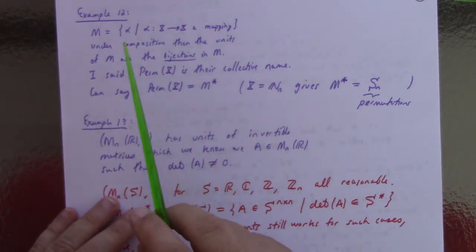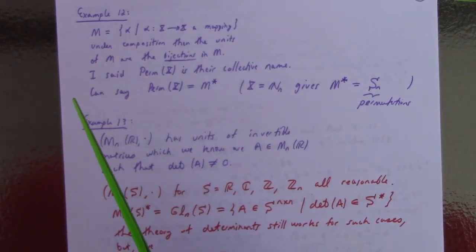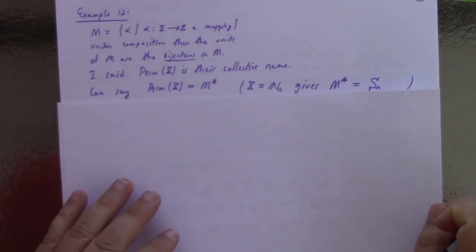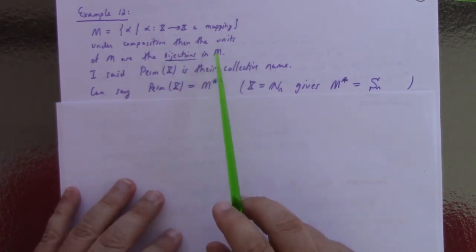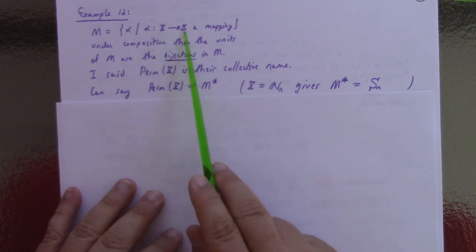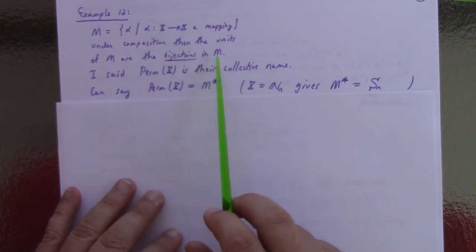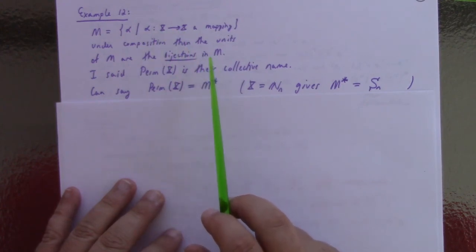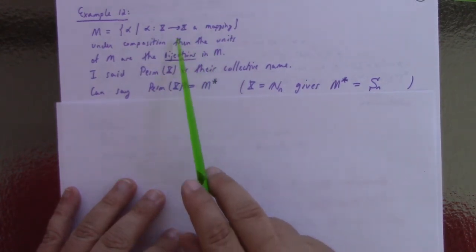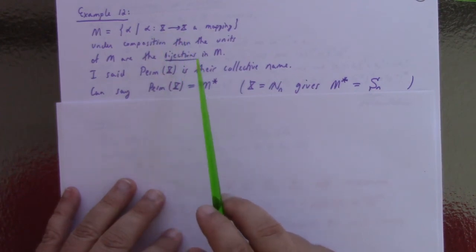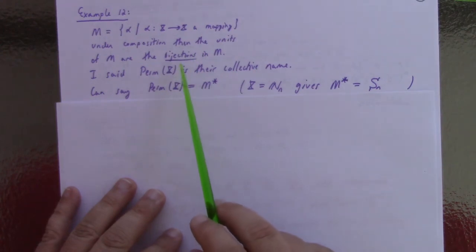Example 12: if we look at the set of maps under composition, then the units in this monoid are the bijections. Bijections are mappings which have inverses. That was Theorem 6 in Chapter 0. It's got an inverse if and only if it's onto and one-to-one. We're talking about a map on a set, so the bijections are exactly the ones that are units with respect to function composition.